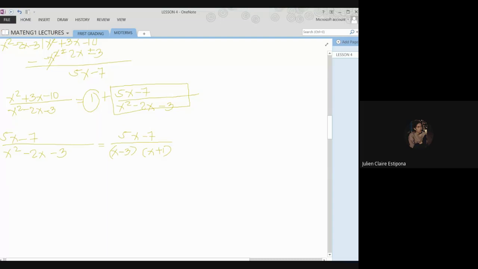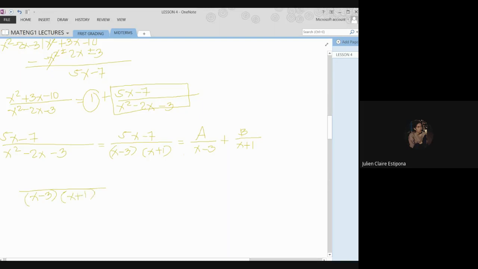Okay, to get the partial fraction for that one, let us just have this one A and then separate the denominator, which is x minus 3, plus B all over x plus 1. Okay, to get the value of that one, let us get the common multiple for that. That is x minus 3 multiplied by x plus 1.